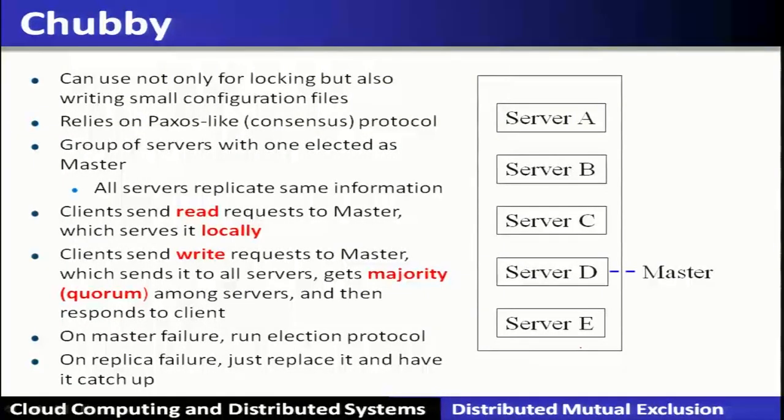So Chubby is a distributed lock service, and it also basically writes into small configuration files. So locking and configuration files are two important services which this Google Chubby system provides, and it relies on the Paxos-like consensus protocol to deal with the failures. In this particular system, there is a group of servers. Out of them, one is elected as a master using any leader election algorithm.